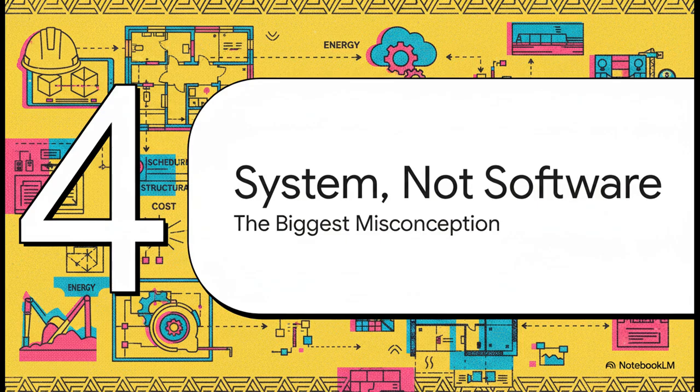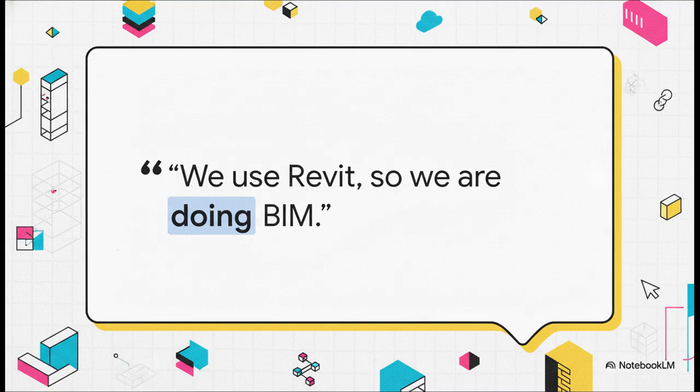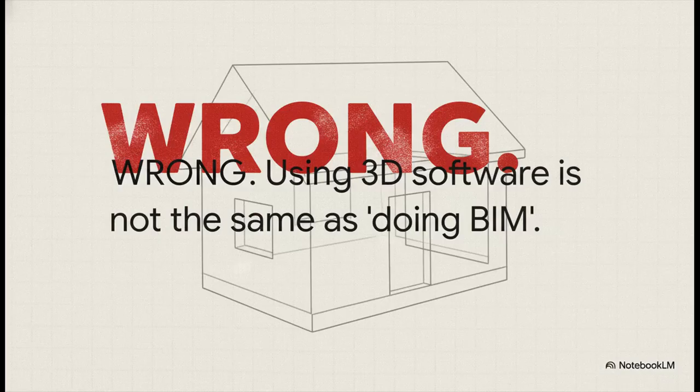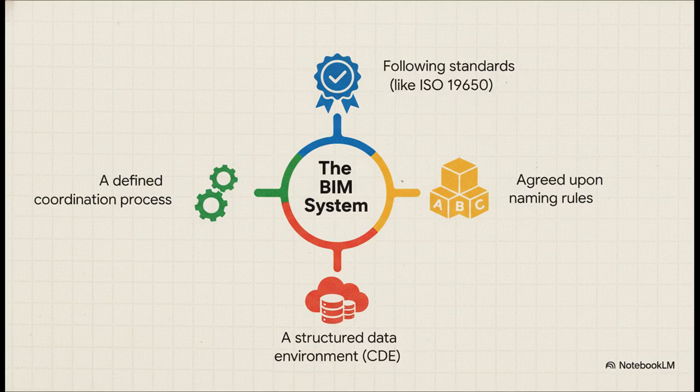Okay, this brings us to a crucial point, and it's probably the biggest misconception out there. We need to really understand why BIM is a system, not just a piece of software. You hear this statement all the time in the industry. Oh yeah, we use Revit, so we're doing BIM. That is fundamentally 100% wrong. Look, using 3D modeling software is not the same as doing BIM. BIM is a process. It's a disciplined way of working. It requires following standards, using consistent naming rules, having a defined coordination process, and managing all your data in a central hub, what we call a Common Data Environment, or CDE. Without that system, you're not doing BIM. You're just making a 3D model.